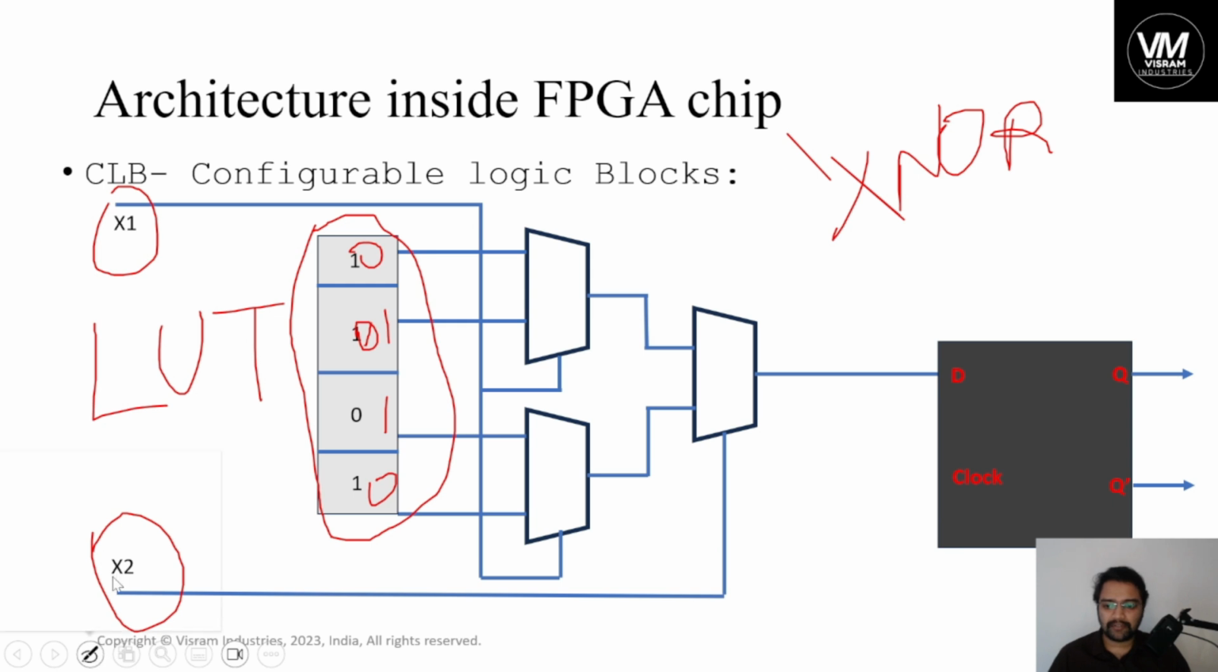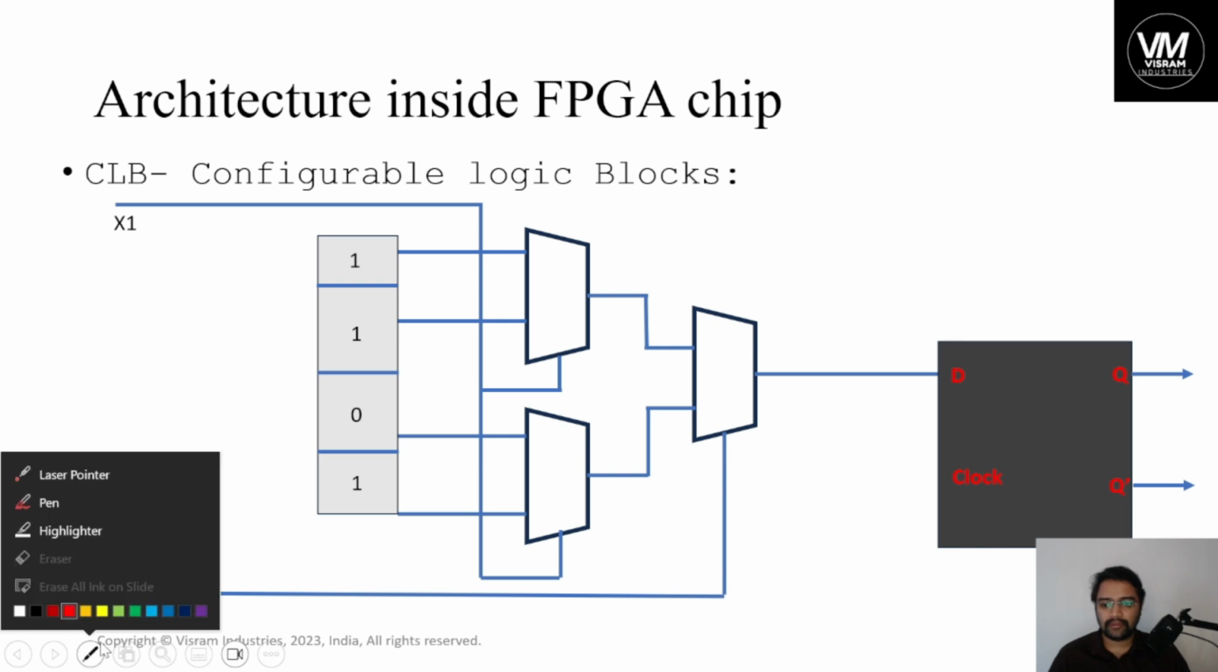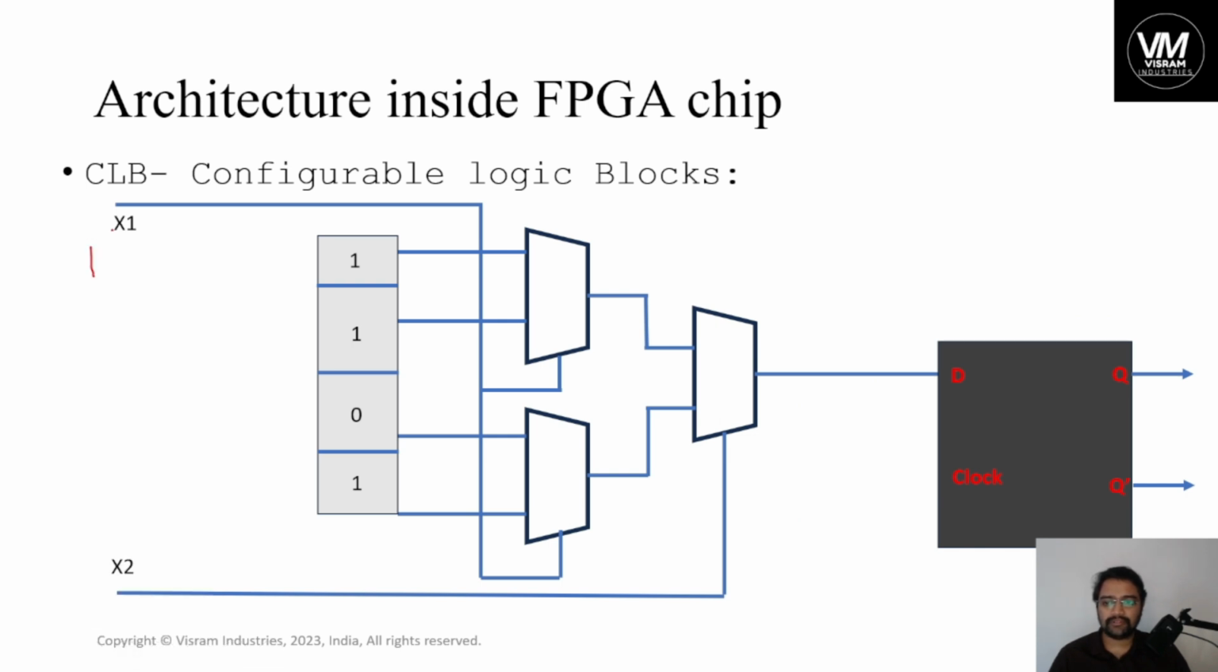Let me write from the beginning. Now let us consider we have input ports. These are the IO ports. So this is one IO port and this is another IO port, and we have the LUT, the lookup table. In the lookup table, I'll explain this later. And we have muxes. Every time we will have muxes and the logic cells.